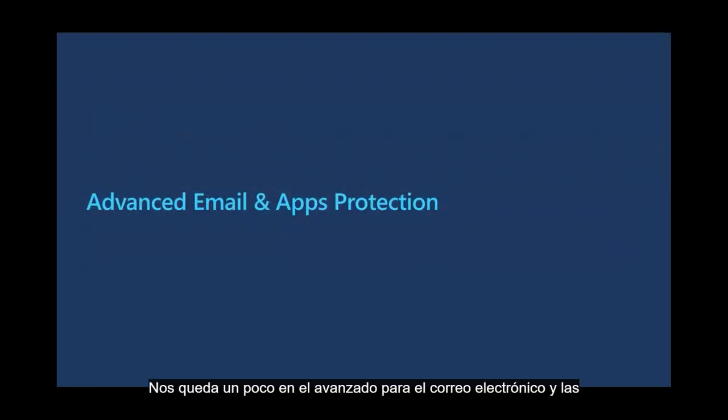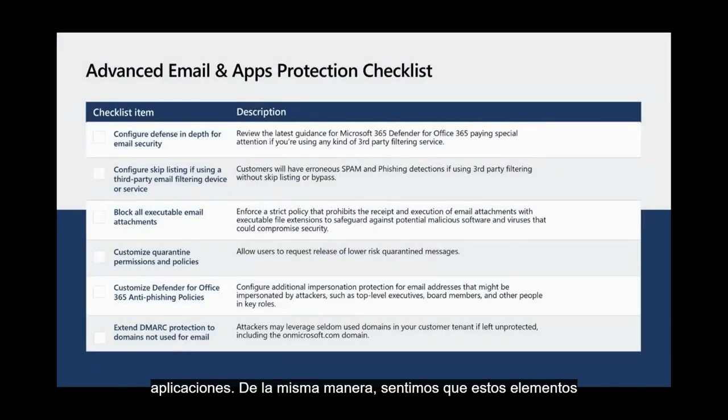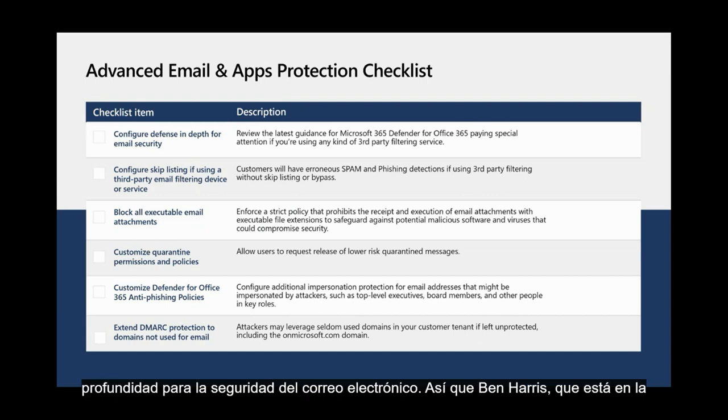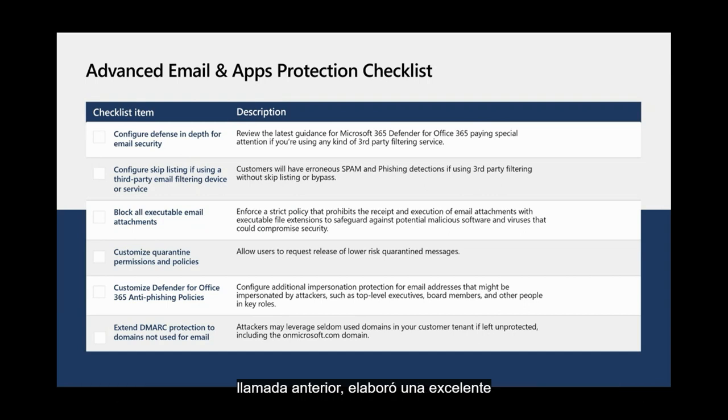We have a little bit left on the advanced for email and apps. On the same token, we felt that these items on the checklist are most appropriate for those customers with a higher concern for risk and willingness to put more resources toward their security. The first is to configure the defense in depth for email security. So Ben Harris, who was on the call earlier, put together excellent guidance on all the considerations for really getting the most out of Defender for Office 365.